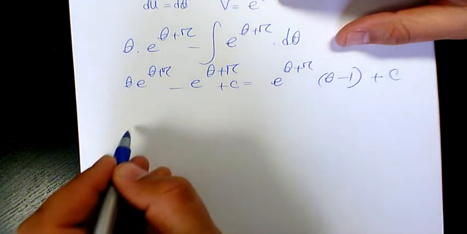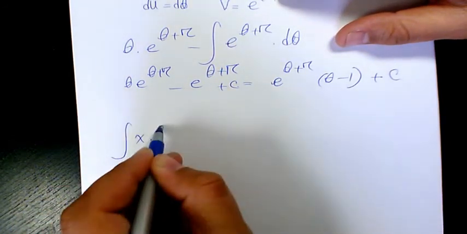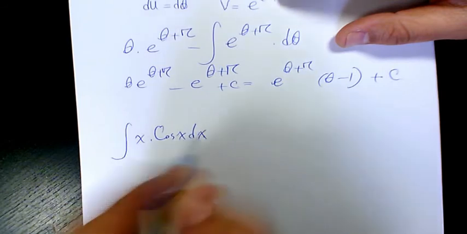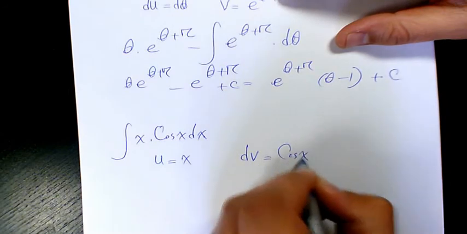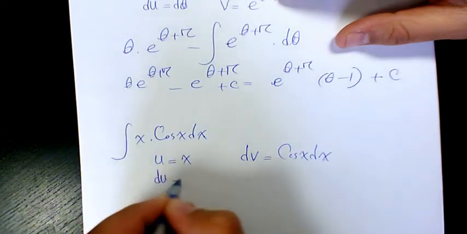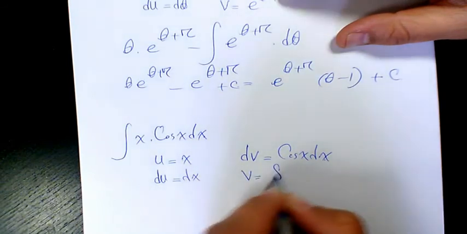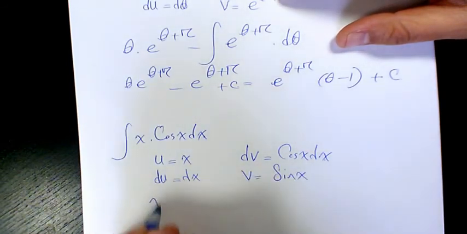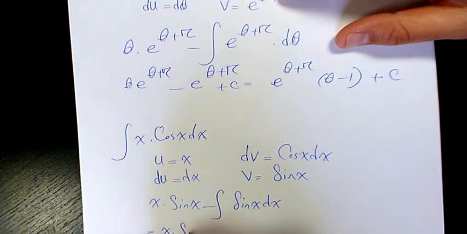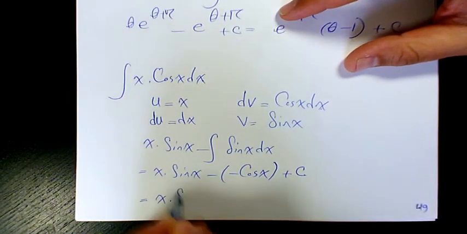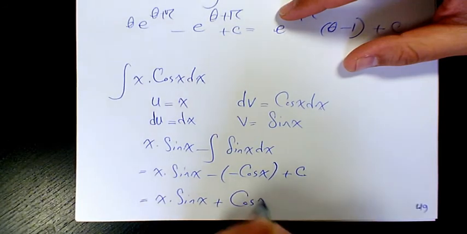Next one, x times cosine x dx. That's simple. u equals x, dv equals cosine x dx. So du is going to be dx, v is going to be sine x. So u times v, x times sine x, minus v du, which is going to be sine x dx. So x sine x minus negative cosine x plus c. That's going to be x times sine x plus cosine x plus c.